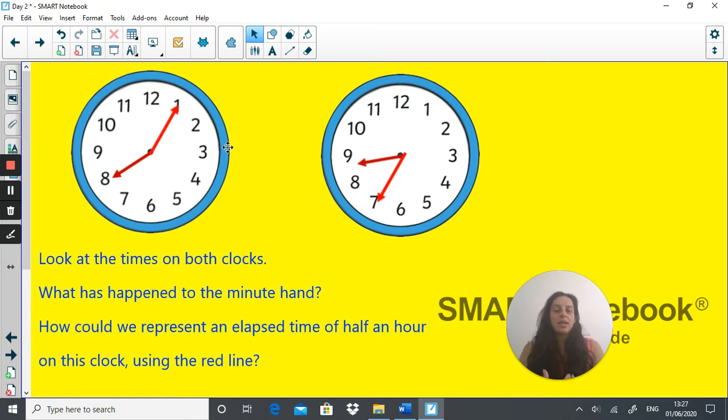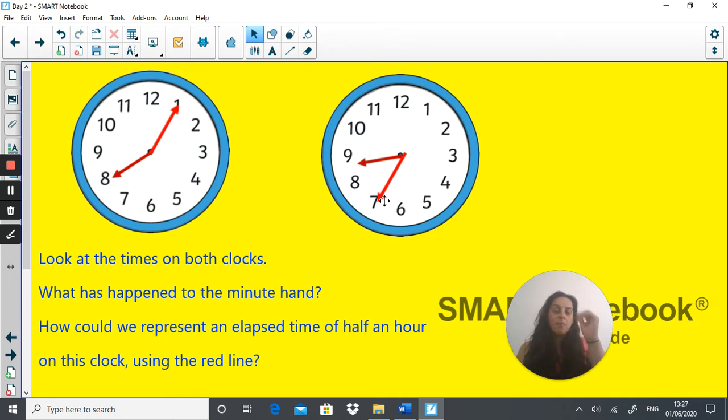Now look at these clocks here. What is the time of both these clocks? So here, the time is 5 minutes past 8, 8:05, and on this clock, the time is 8:35. What has happened to the minute hand? I think you'd agree that half an hour has elapsed.